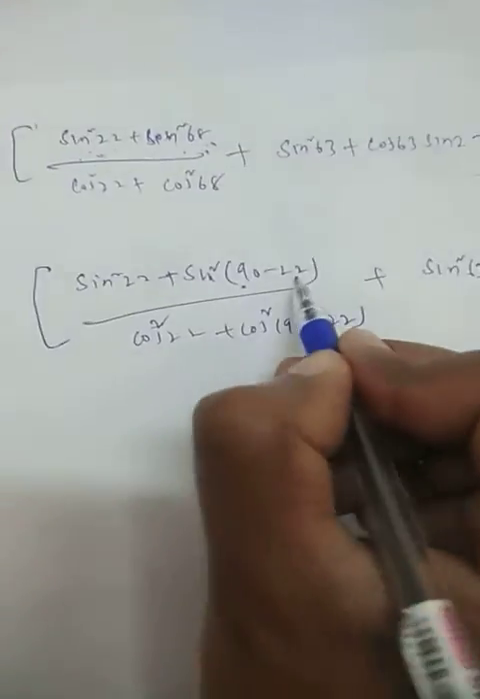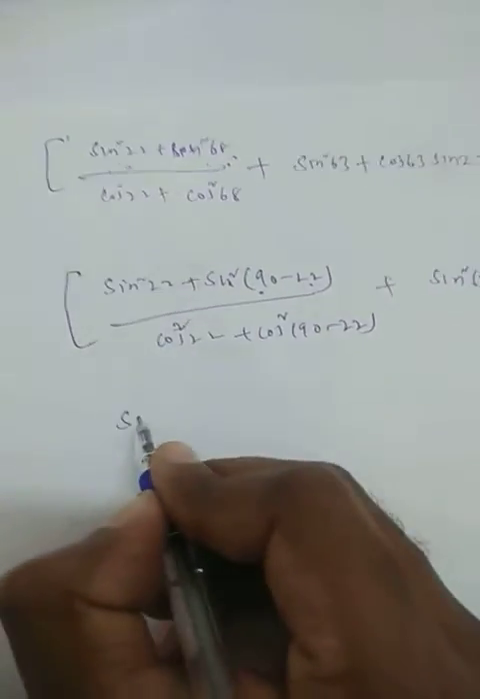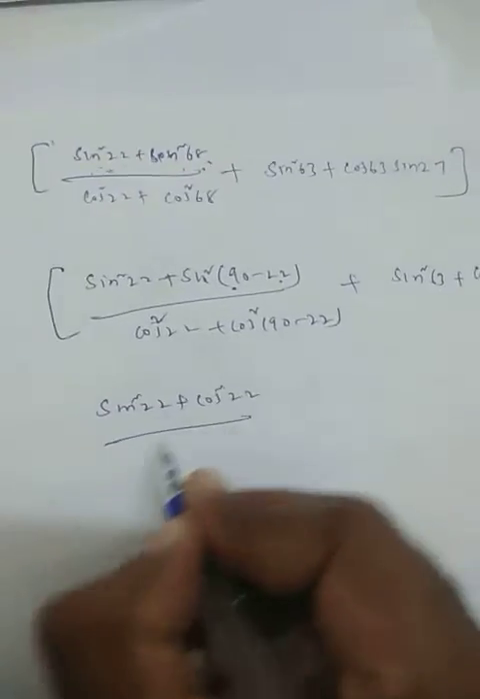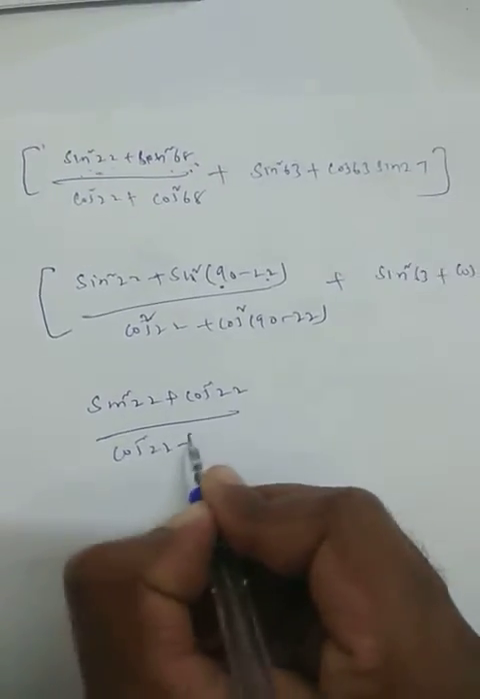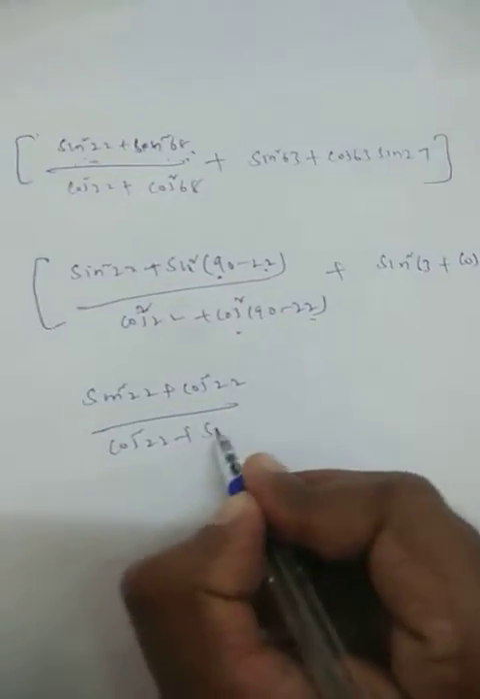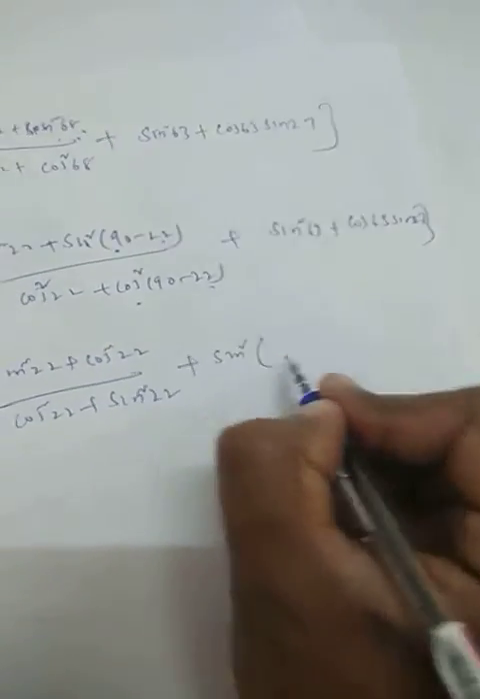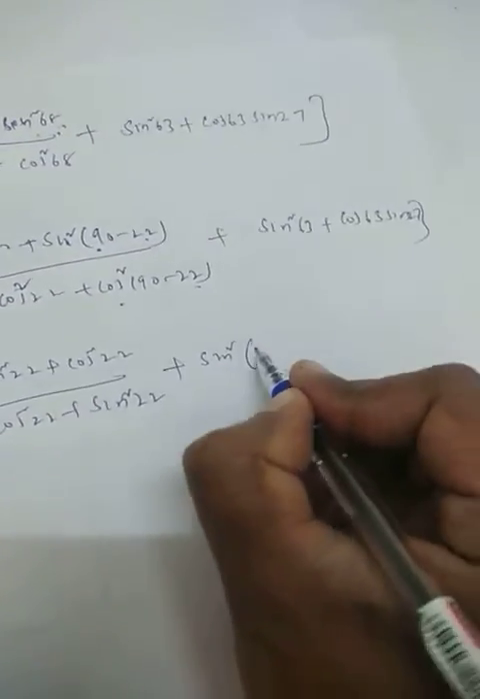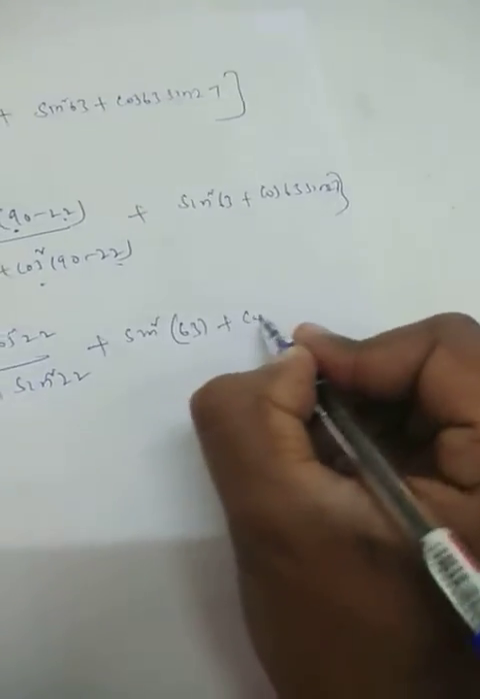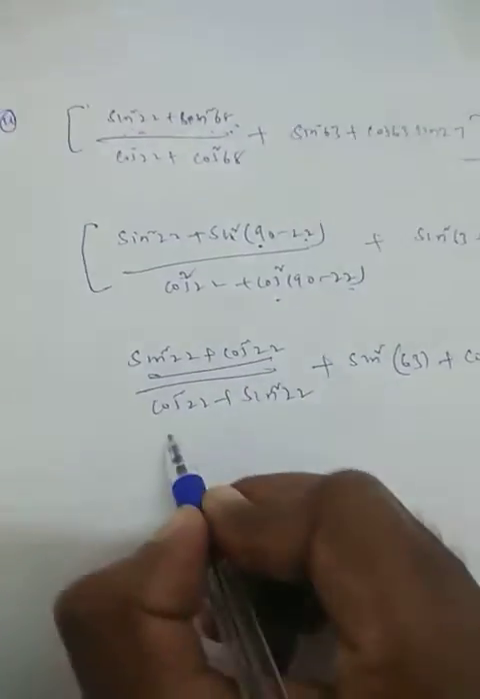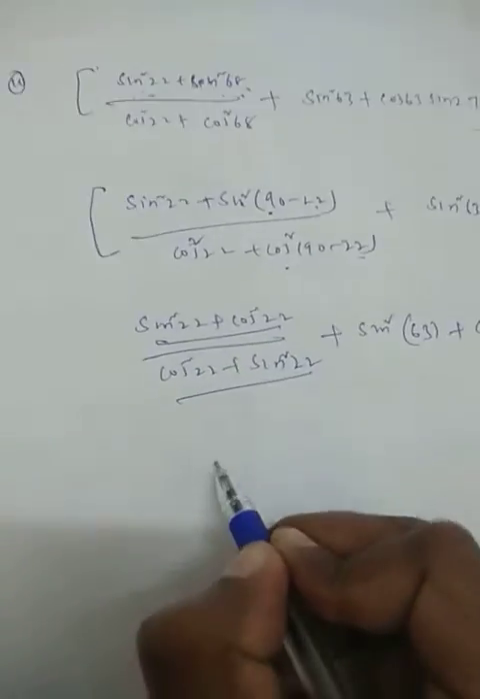Look here. Sin(90 minus theta) is cos theta. So this can be given as sin square 22 plus cos square 22. Now cos square 22 plus cos(90 minus theta) is sin theta. So this will be sin square 63 plus cos 63 into sin 27. Sin square theta plus cos square theta is 1, cos square theta plus sin square theta is 1. 1 by 1 is 1.